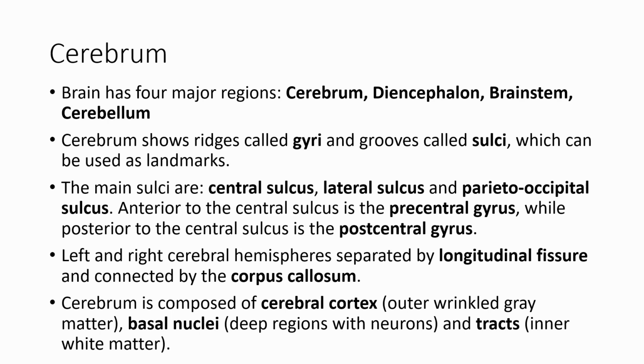When we look at the cerebrum, we can break it down into the cerebral cortex, which is the gray matter. Remember that gray matter is like the outer layer. It's relatively thin compared to everything else. Then the basal nuclei, which are the deeper regions where we have these neurons hanging out, and then the tracts, which is going to have that white matter.